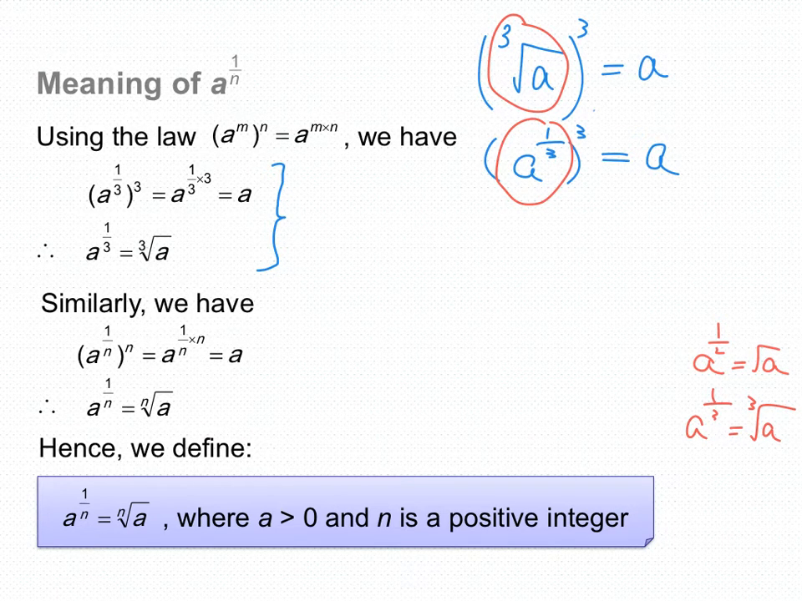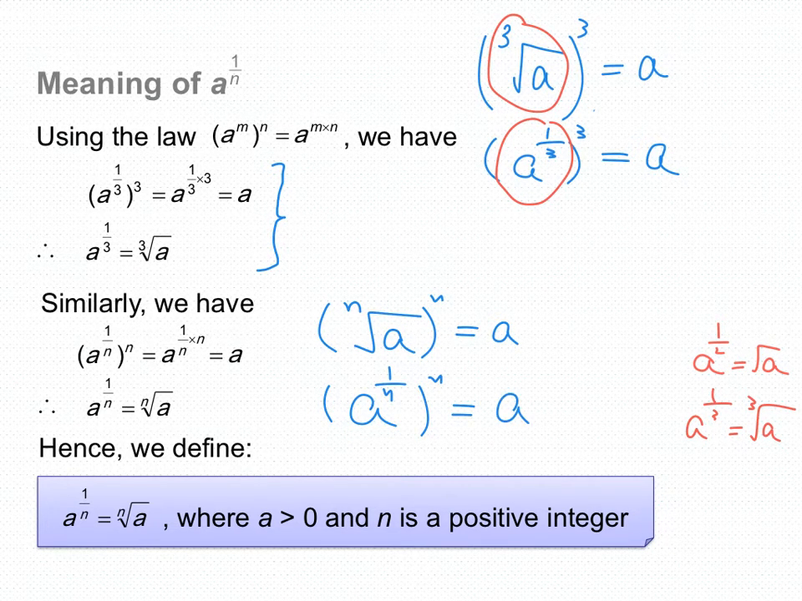We use a similar logic for the nth root. The nth root of a to the power n, and a to the power 1 over n to the power n, both equal a. These two numbers are the same. So we have this result: that means the index 1 over n is the same as the nth root.